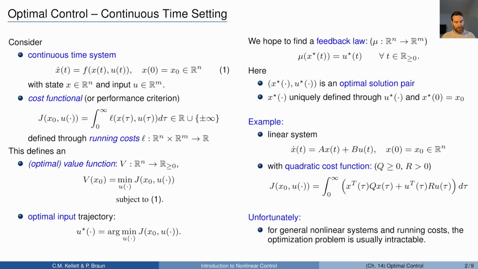So what we want to solve is this optimization problem here, returning us either the optimal value function for a given initial condition x0, or giving us the optimal input for a given initial condition. However, in general, it is not possible to solve these optimization problems. So for general nonlinear systems and for general running costs, these optimization problems are usually intractable.